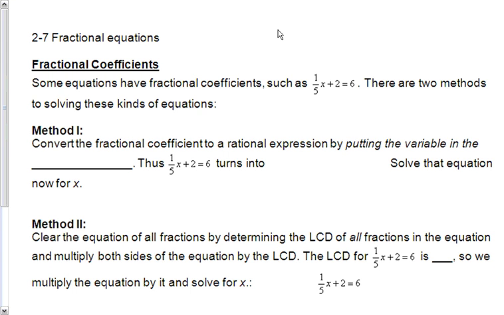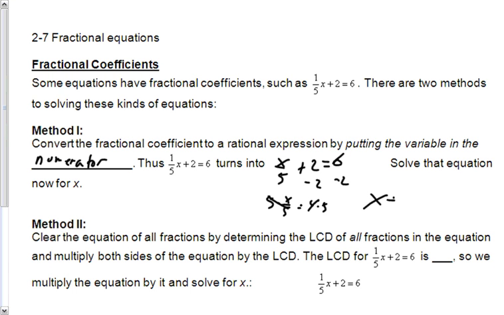The first way you can look at it is you take a look at your fractional coefficient, 1/5, and you can turn it into x over 5 because you can put the variable in the numerator. It's like 1 times x. Okay, and you can turn it to x over 5 plus 2 equals 6. Well, you should be able to solve this. Subtract 2 from both sides. You get x over 5 equals 4. And then multiply through by 5, and you get x equals 20.